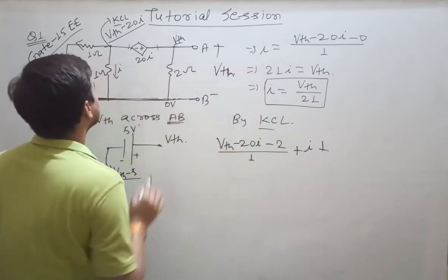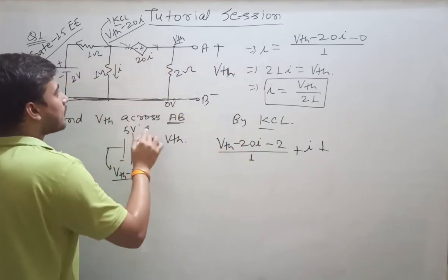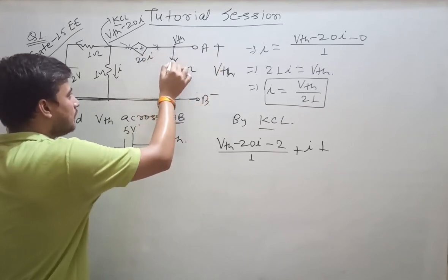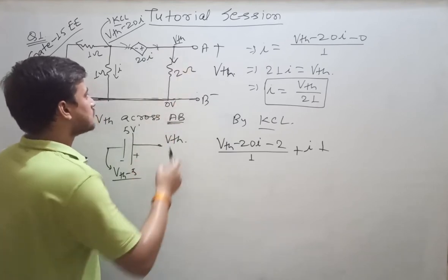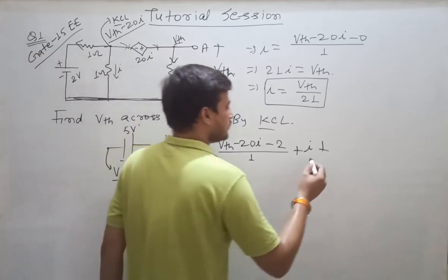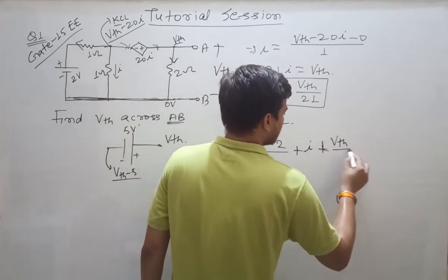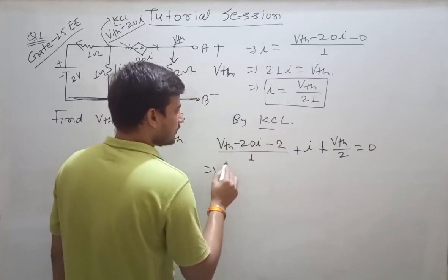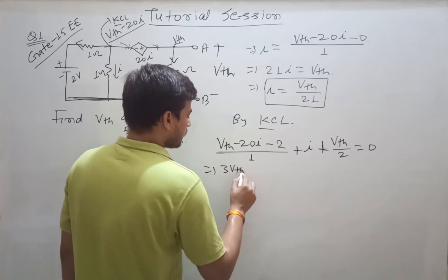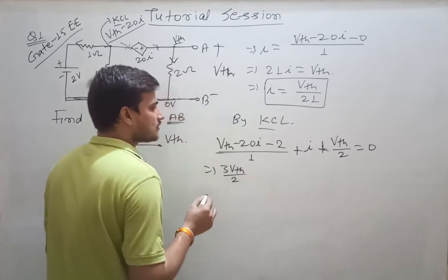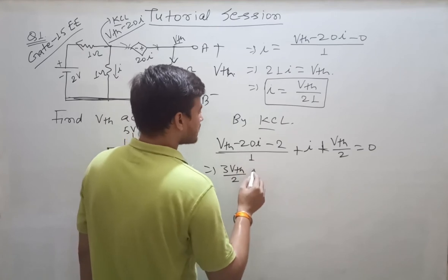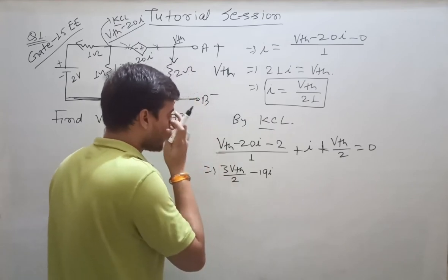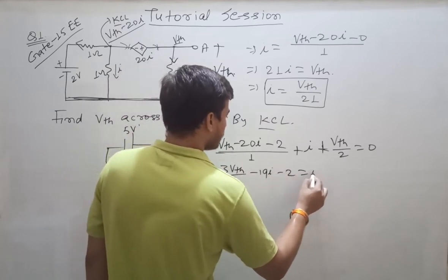Now we have to write this current. You cannot calculate current here, but you know this is the open circuited terminal. So the current coming out from this battery will be flowing through this 2 ohm resistor. So here the current is VTH divided by 2, plus VTH divided by 2, will be equal to 0. From here we can write 3 VTH divided by 2 minus 19I minus 2 will be equal to 0.